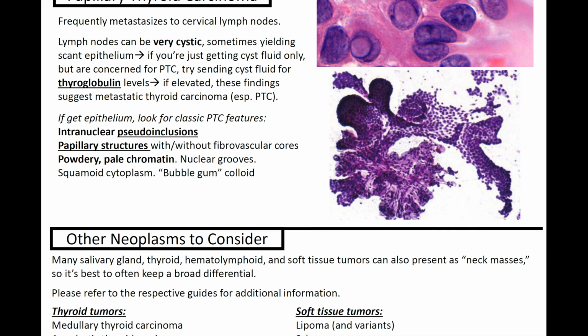And if you get epithelium, look for classic papillary thyroid carcinoma features, such as intranuclear pseudoinclusions, papillary structures with or without fibrovascular cores, powdery pale chromatin or nuclear grooves, squamoid cytoplasm, and that bubblegum colloid.